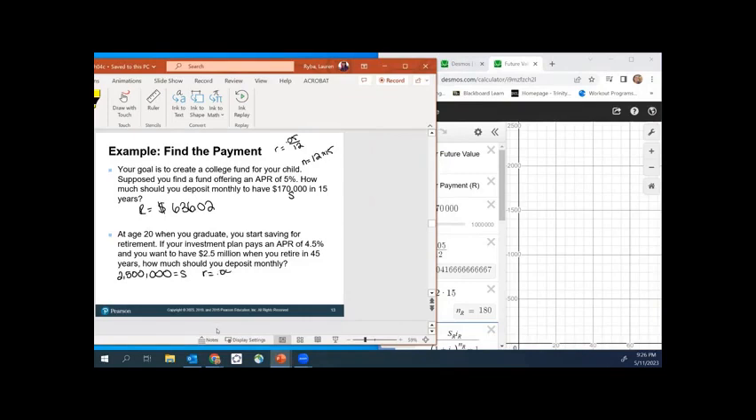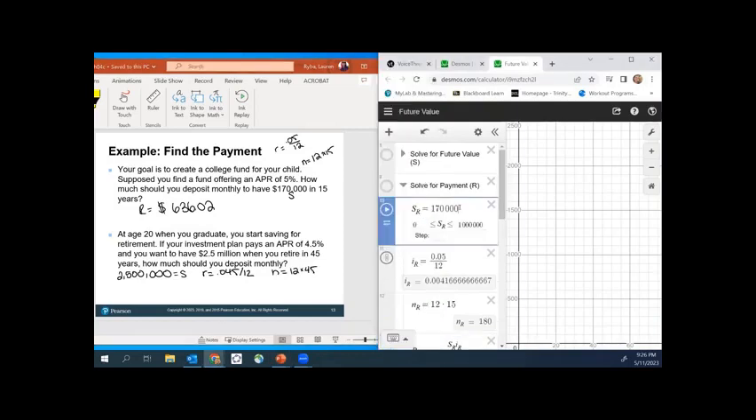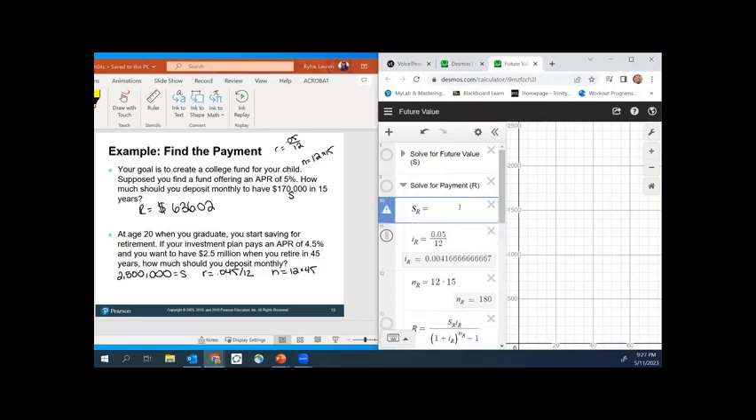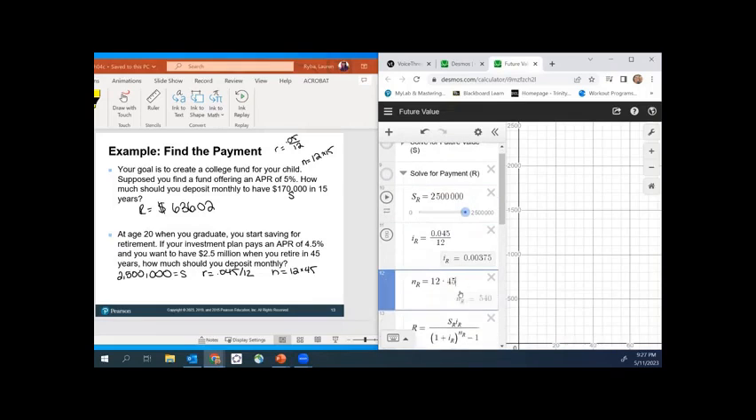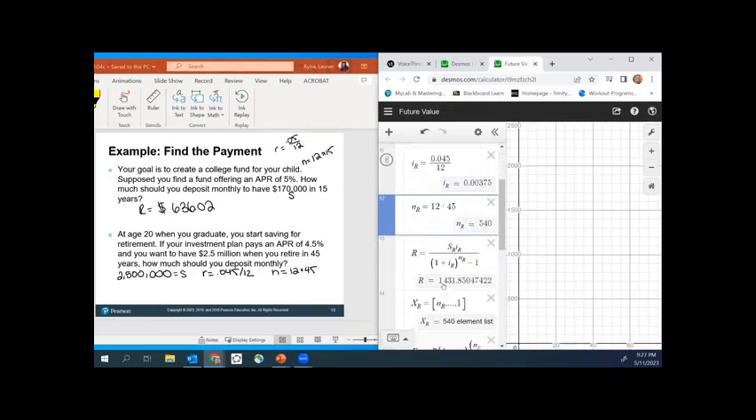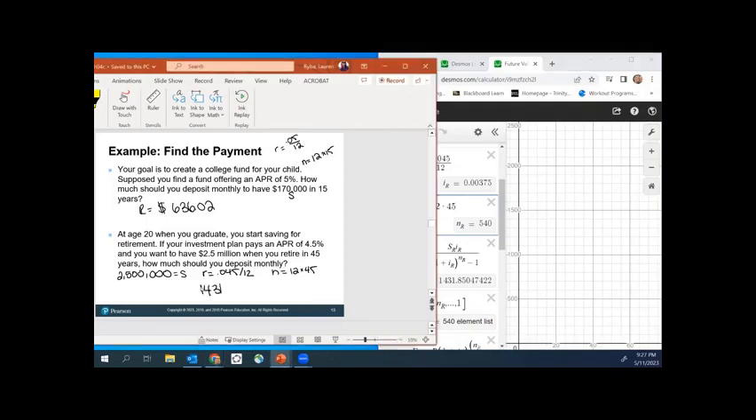Our rate is 0.045 divided by 12. And we're going to do 12 times a year for 45 years. So we'll go here. 2,500,000. Interest rate is 0.045 over 12. And we're doing 12 times 45. And right down here is our recurring monthly payment: $1,431.85.